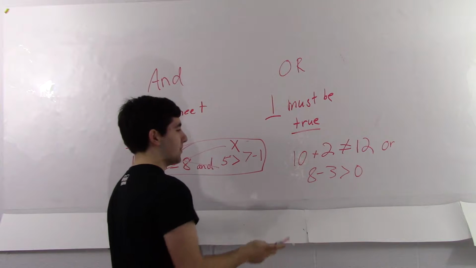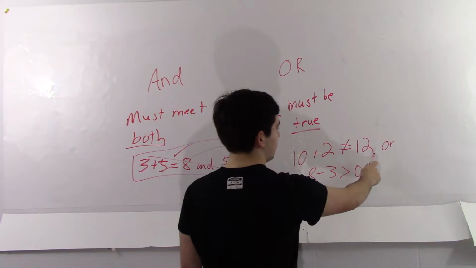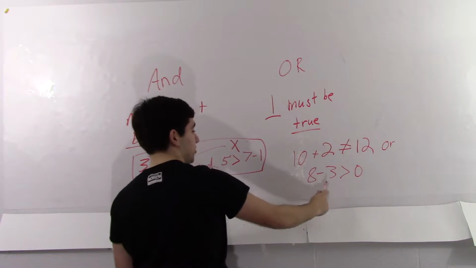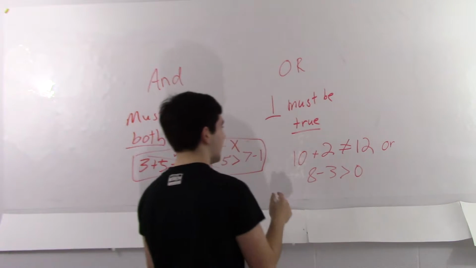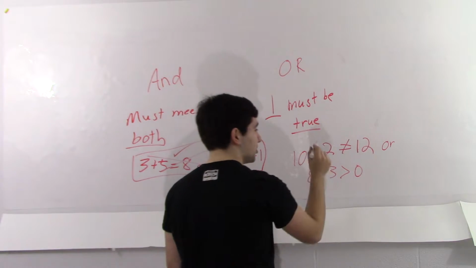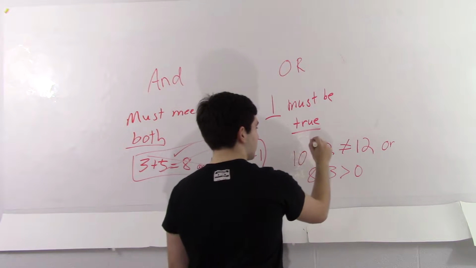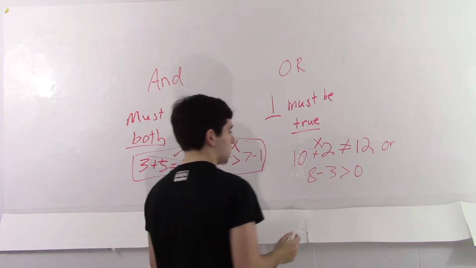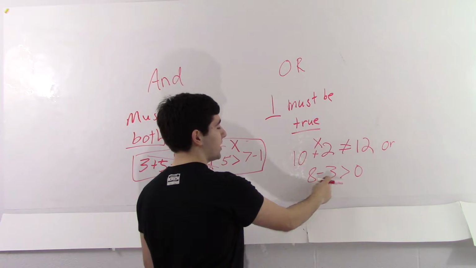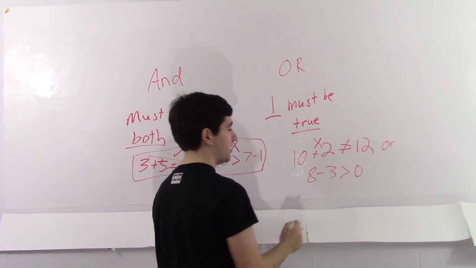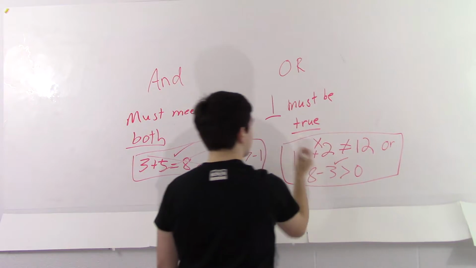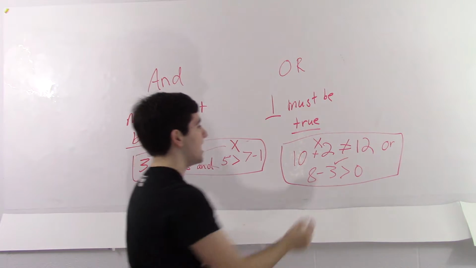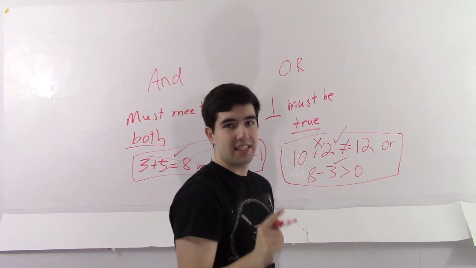Here for an "or" statement, we have 10 plus 2 is not equal to 12, or 8 minus 3 is greater than 0. So we know we only have to meet one of the conditions. 10 plus 2 is 12, which does equal 12. So this condition is false. But 8 minus 3 is 5, which is greater than 0. So this part is true. So this entire statement is a true statement because it met at least one condition.